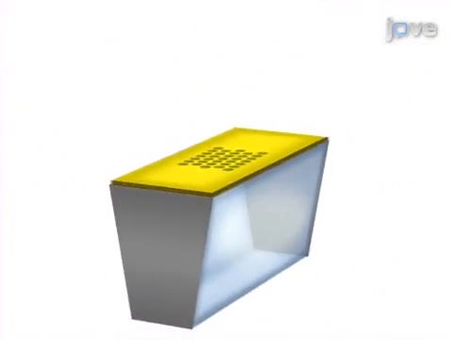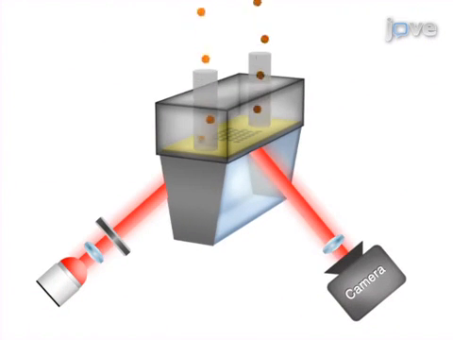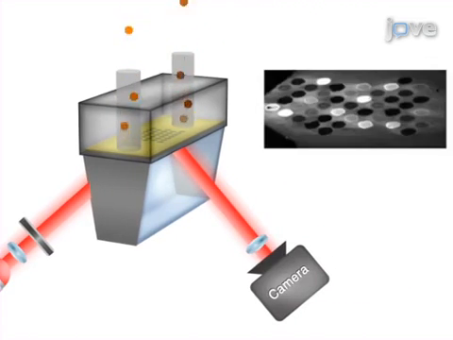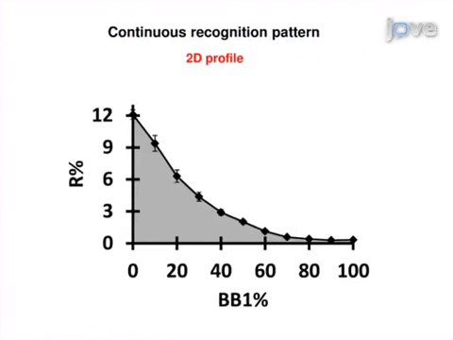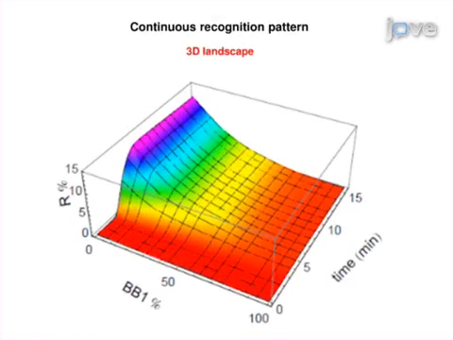As a second step, surface plasmon resonance imaging is applied, which monitors binding events in real time and produces SPR images and a series of kinetic binding curves called sensorgrams. Next, data processing is carried out based on the sensorgrams using a math computing software in order to create a 2D continuous evolution profile and a 3D continuous evolution landscape for each sample.